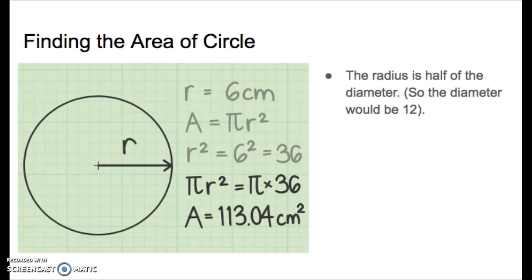113.04 centimeters squared. Also, if you wanted to know the diameter of the circle, you would do the radius times 2. So in this case, our radius is 6 centimeters, so we would multiply 6 by 2 to get 12 centimeters as our diameter.